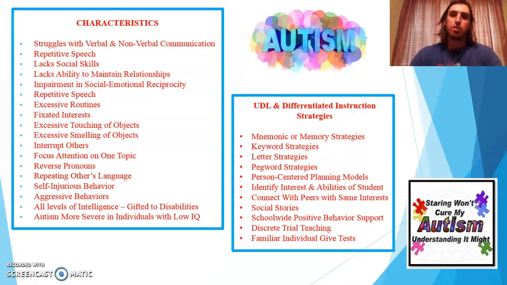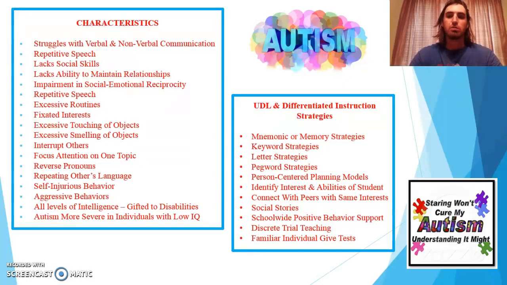The next disability I'm going to discuss is autism. Autism is a disability that affects verbal and nonverbal communication along with social interaction. A student with autism has impairments in social-emotional reciprocity, nonverbal communication, and maintaining relationships. They also may have repetitive speech, excessive reliance on routines, fixated interests that are atypical in terms of intensity or focus, excessive or limited reaction to sensory input, and excessive touching or smelling of objects.